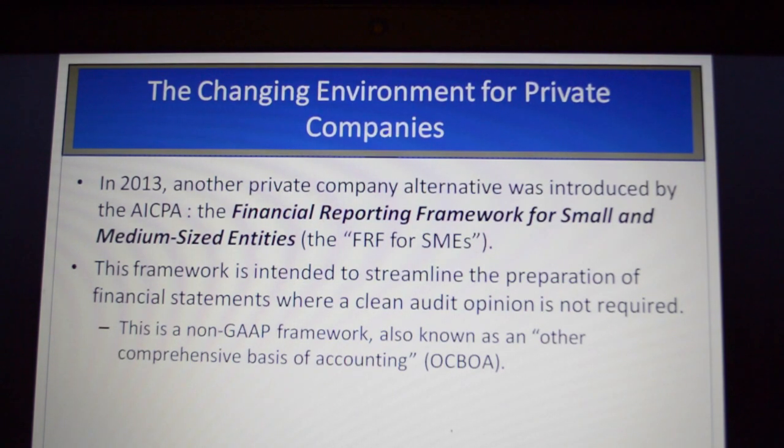The changing environment for private companies. In 2013, another private company alternative was introduced by AICPA, the Financial Reporting Framework for Small and Medium-Sized Entities, FRF for SMEs. This framework is intended to streamline the preparation of financial statements where a clean audit opinion is not required. This is a non-GAAP framework and also known as Other Comprehensive Basis of Accounting, OCBOA.